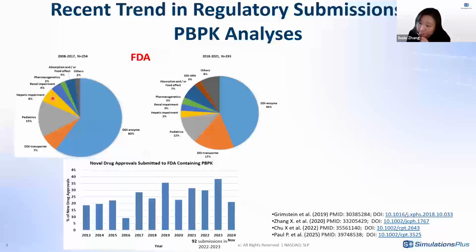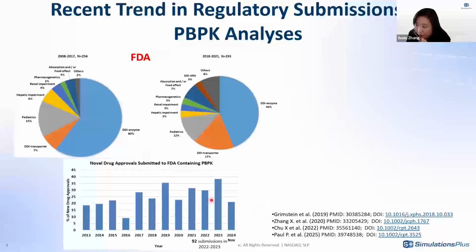If you look at the percentage of PBPK submissions in the novel drug approvals, which is the figure at the bottom here, you see some fluctuation, but overall the trend is that the percentage is improving. And from 2022 to 2023, among a total of 92 submissions, you see about 30 to 40% of the submissions included PBPK analysis.